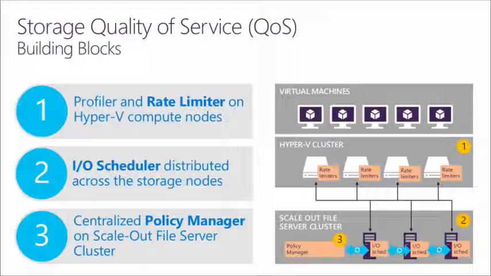Yeah, so we've got a few key building blocks that I want to talk about before we dive into a demo. Number one, you've got this idea of the profilers and rate limiters that exist on the compute nodes, and they're communicating and interacting with the back-end scale-out file server system to understand what it should be applying to the relevant virtual machines, virtual hard disks, tenants, services, and so on. The I/O scheduler is distributed across the storage nodes, and that's handling where the I/O should go, who should get what, how much should they get. And all of those policies that you define are centralized on the policy manager. So you're saying, OK, Mr. Policy Manager, I want to make sure that Corey's VMs have 5 IOPS between them, whereas Matt's VMs have 2 million IOPS between them.